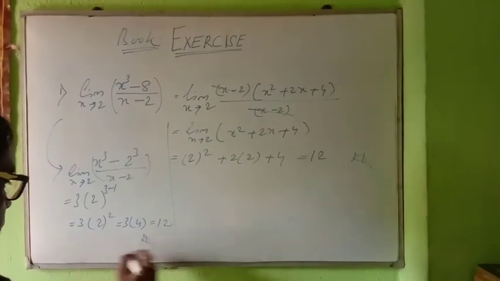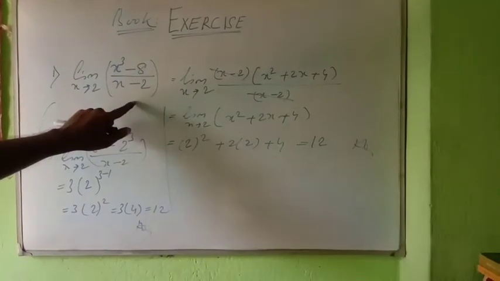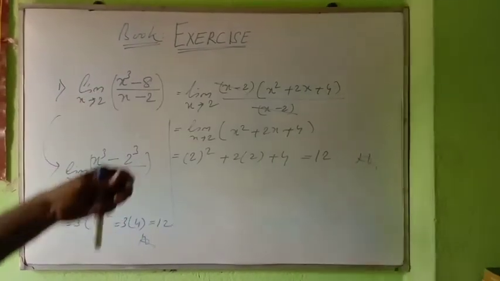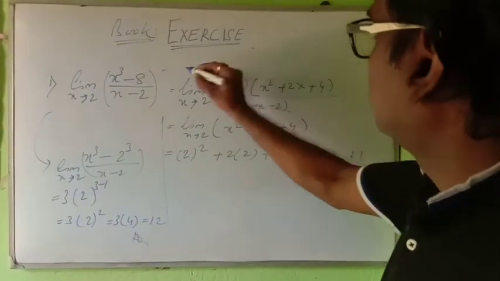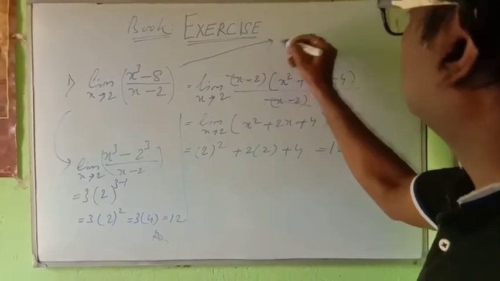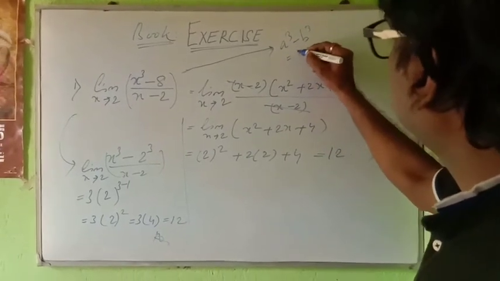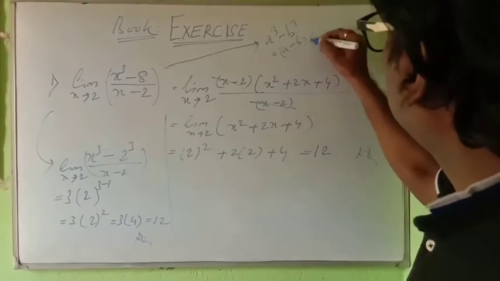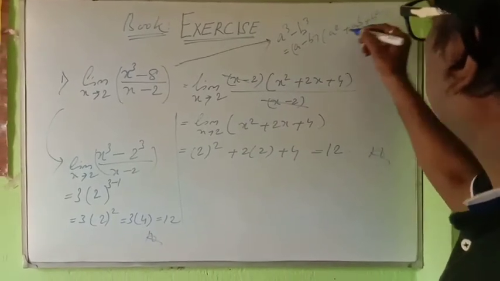You can do it directly also. Here you can apply the formula and directly solve it. Otherwise, you can apply the a cube minus b cube factorization formula. I am writing here a cube minus b cube. The formula is (a minus b) whole into (a square plus ab plus b square). Using this formula, you can solve it.